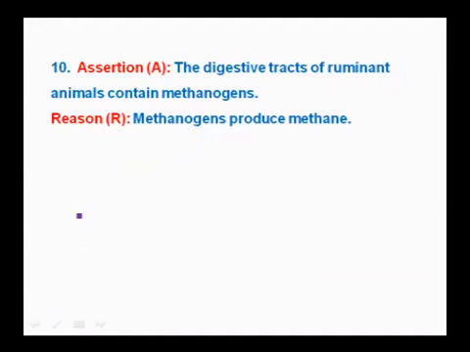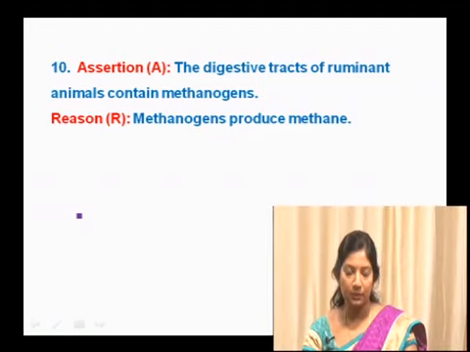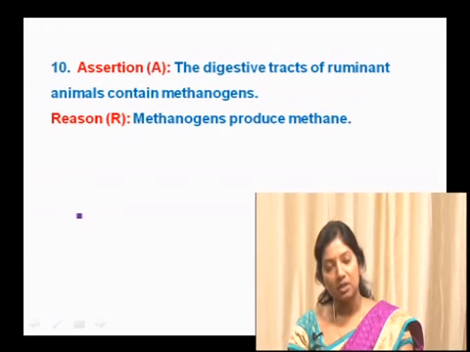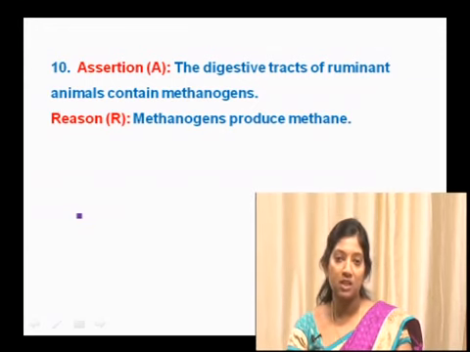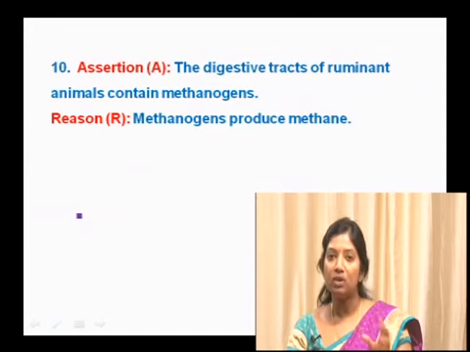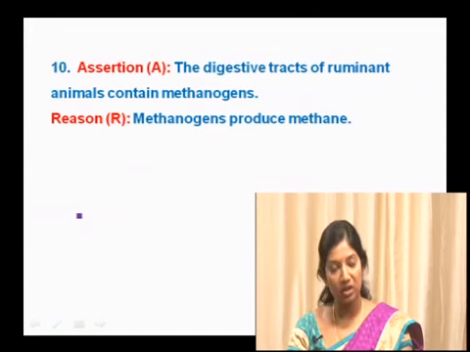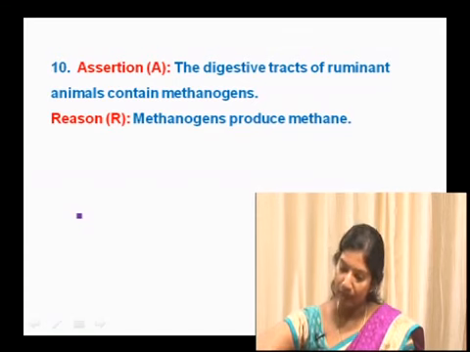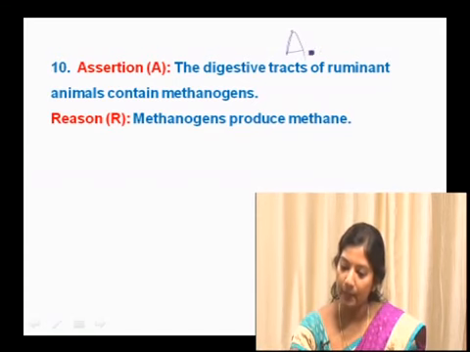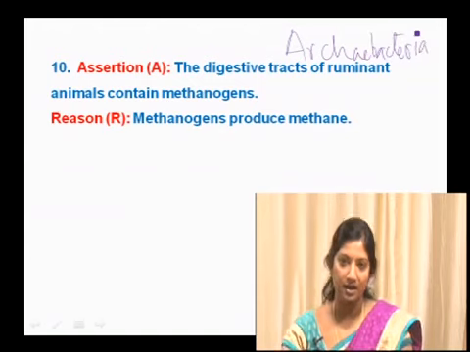Next, question number 10. The digestive tracts of ruminant animals contain methanogen. Methanogens produce methane. That is the reason given here. Now, my dear friends, let me tell you what methanogens are. When we were studying the chapter Monera, we studied different types of monerans. One of the unique groups in kingdom Monera is Archaebacteria. What is this Archaebacteria?